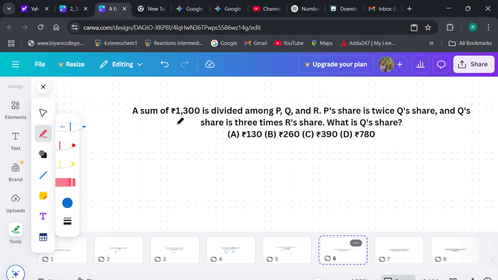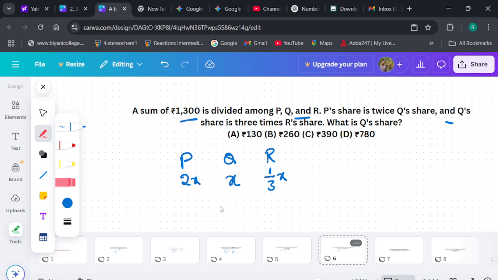Next one. A sum of 1300 is divided among P, Q, R. So overall 1300 is divided among P, Q, R, where P's share is twice that of Q and Q's share is three times that of R. So here P is there, Q is there, and R is there. Okay. So P is twice that of Q. Let's say if Q is X, P is twice, which is 2X. Now Q is three times of R. That means R is one third of Q. Of course, correct. Okay. Now what is Q's share?